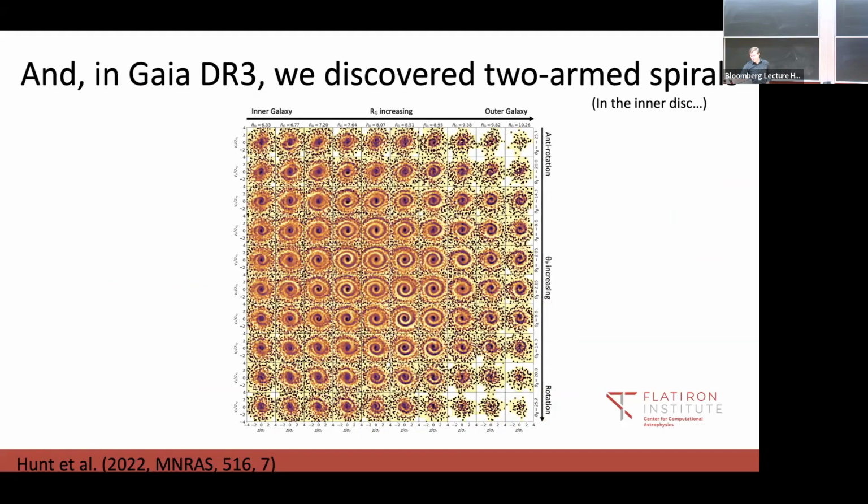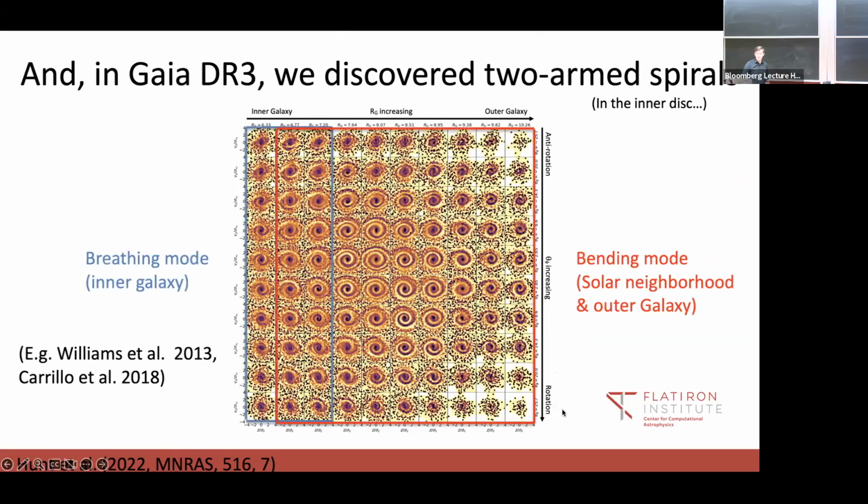However, if you make this map from, again, splitting in the actions and angles, so it's not a true physical map, but it's splitting by angular momentum or guiding radius and the azimuthal phase angle, you see essentially an overlap between two-armed spirals caused by breathing mode and one-armed spirals caused by bending mode. The blue box, breathing mode in the inner disk. And we could actually have predicted this because there are older papers by, e.g., Mary Williams or Aaron Kroll that say detections of a breathing mode a little bit further in the galaxy.